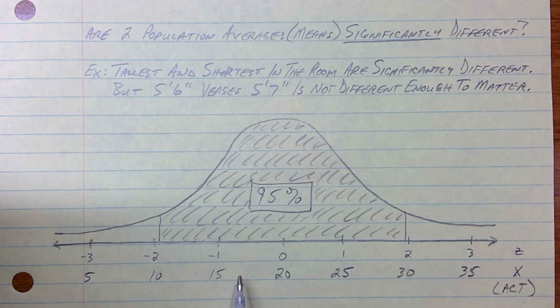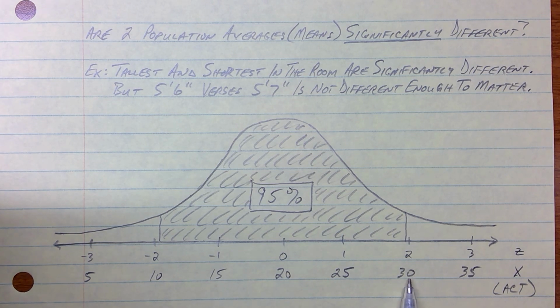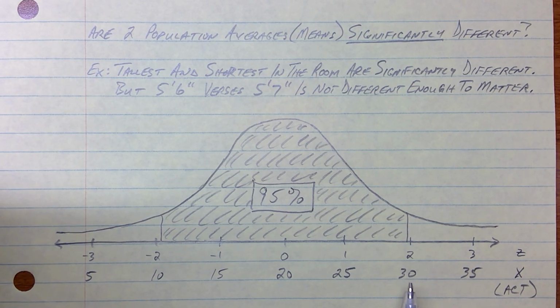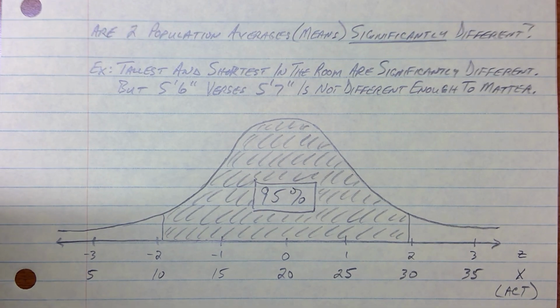Now looking at this, I'm just going to throw a couple values up here. If one class has an average of 20 on the ACT and another class has an average of 30 on the ACT, is that significantly lower? 20 is obviously lower than 30, but is it significantly lower? We'll look at a couple of examples like that.